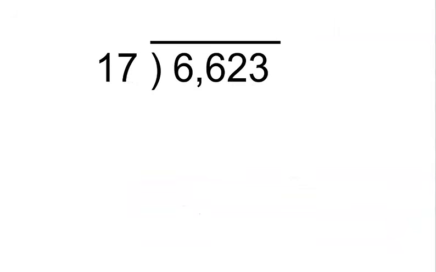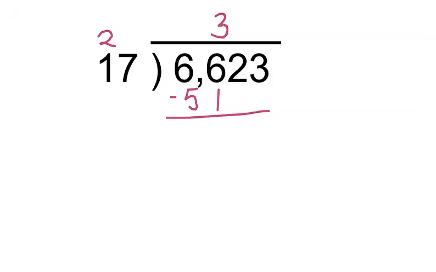Okay, guys, so we're going to find the quotient. All right, so how many times does 17 go into 6? Well, it doesn't. But does 17 go into 66? Yeah, it'll go into it 3 times. 7 times 3 is 21. 3 times 1 is 3, plus 2 more is 5. 66 minus 51 is going to be 15. Okay, so then we're going to bring down the 2.